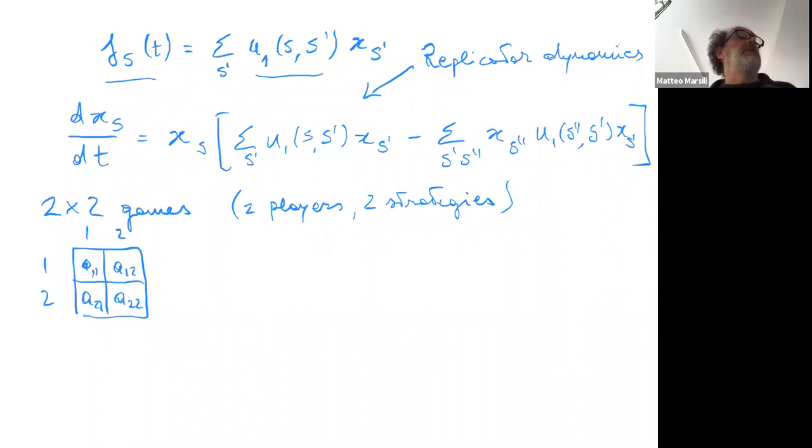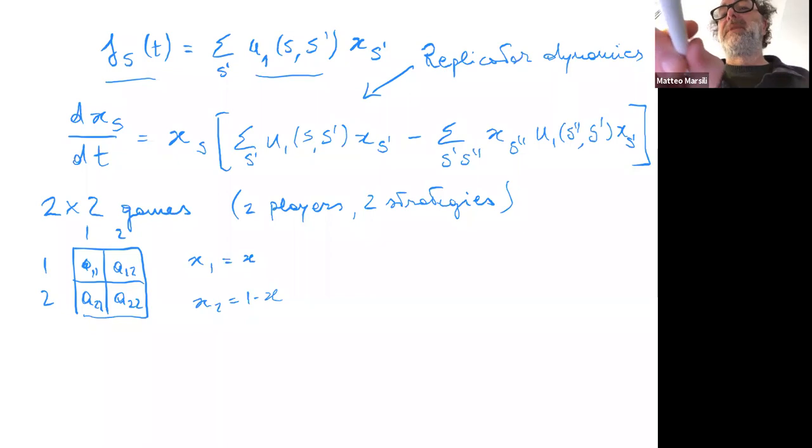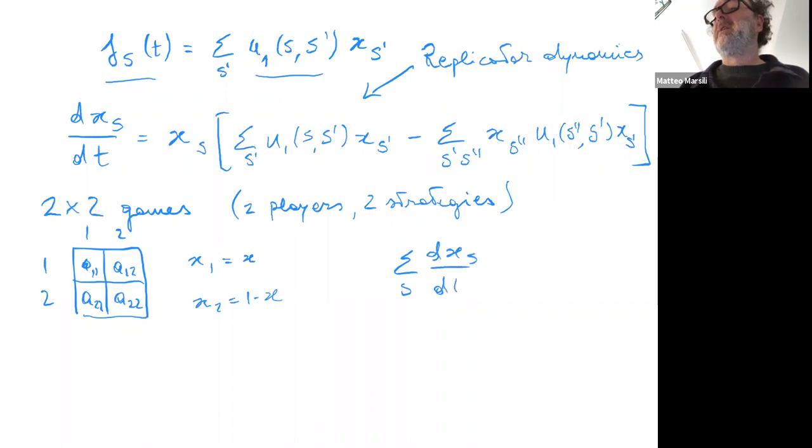Very good. So now, if you write down this equation, I cut this story a little short because we just have 5 minutes. If you write down these replicator dynamics for this case, well, first of all, you can say that x1 is just equal to x and x2 is equal to 1 minus x. Because notice that by replicator dynamics, if I sum over s dxs/dt, then I get zero, because when I sum over s here, the sum gives me just the average payoff.